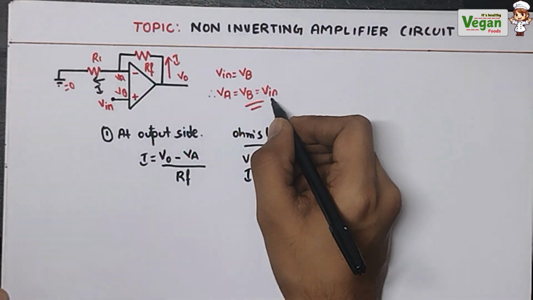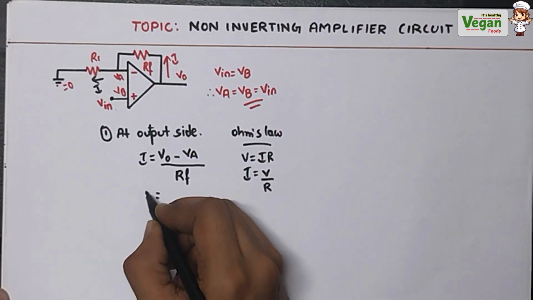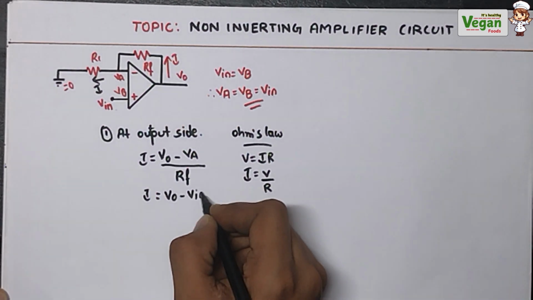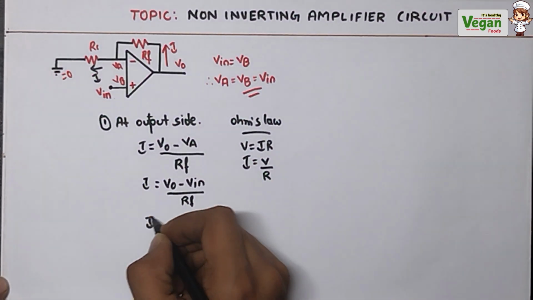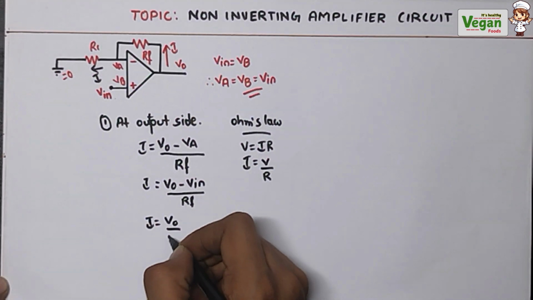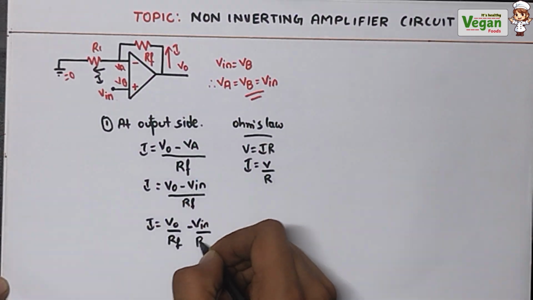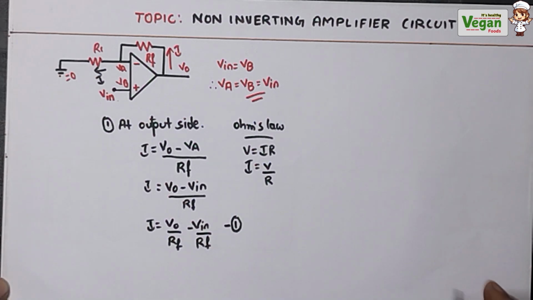We already know the value of Va. So what is the value of Va? Vin. Let's substitute. I is equal to V0 minus Vin divided by RF. So we can simplify and write I is equal to Vout by RF minus Vin divided by RF. Let's call this equation number 1.